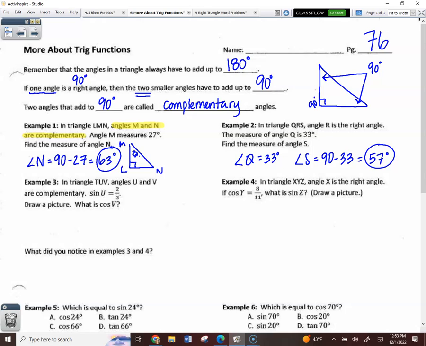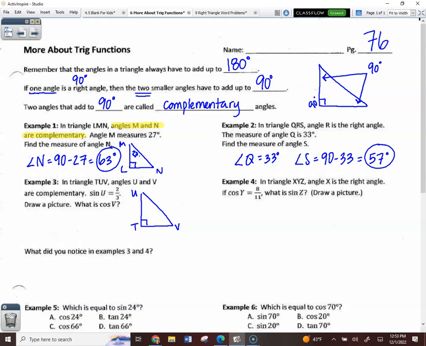In triangle TUV, angles U and V are complementary. They just discreetly told you that T must be the right angle and U and V are the two acute angles. So we're going to sketch a picture. T goes at the right angle, U and V are the other angles.